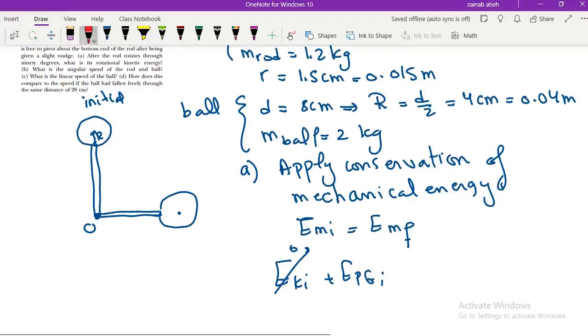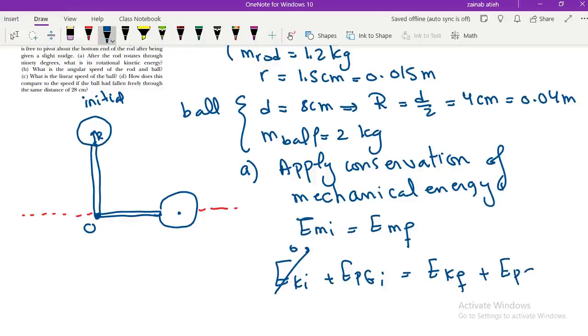I will take my reference down. So in this problem I will take the same reference for the two objects. I have two things, I have a rod and I have a ball. I will take the same reference because I know the distances of both from the ground. I know how far the ball is from the ground, and the rod, the same thing. So it's equal to EK final, which I'm looking for, which is the rotational kinetic energy, plus EPG final.